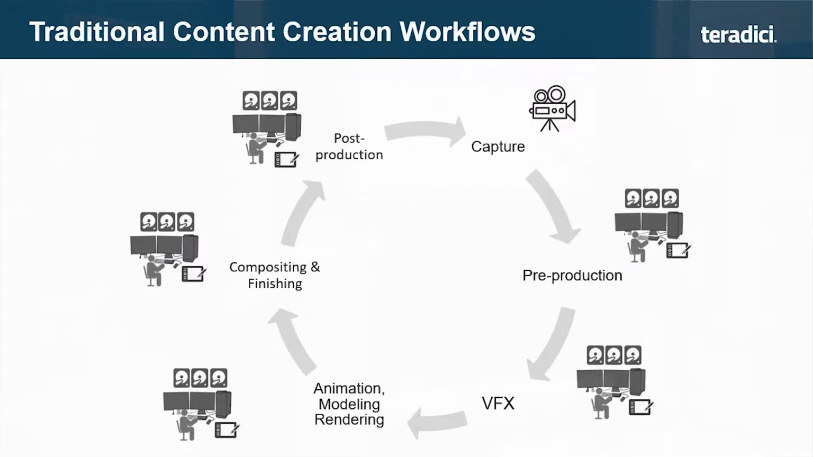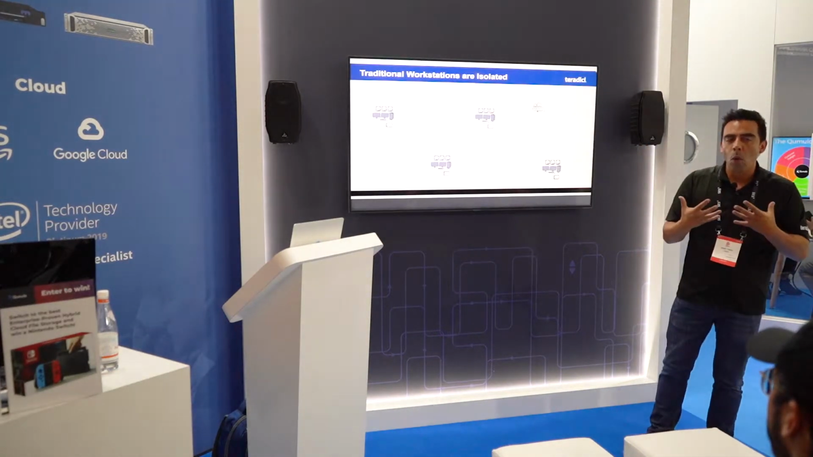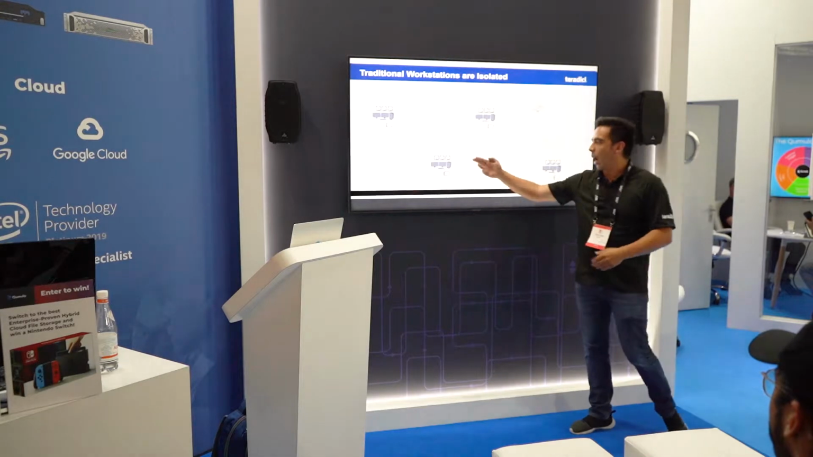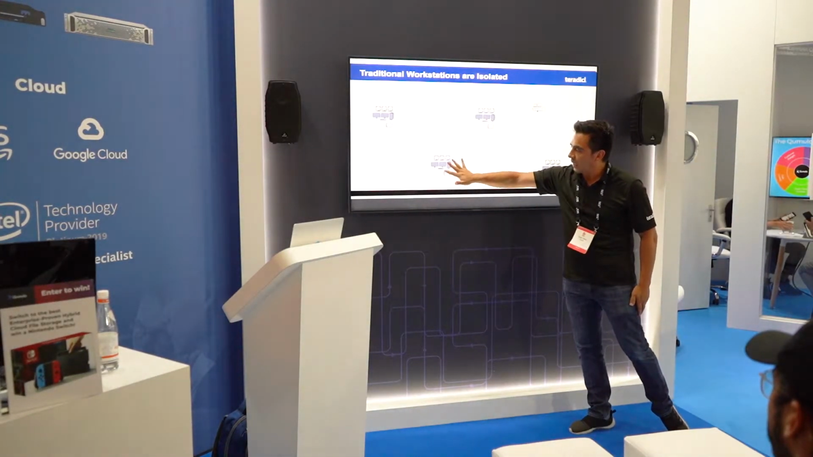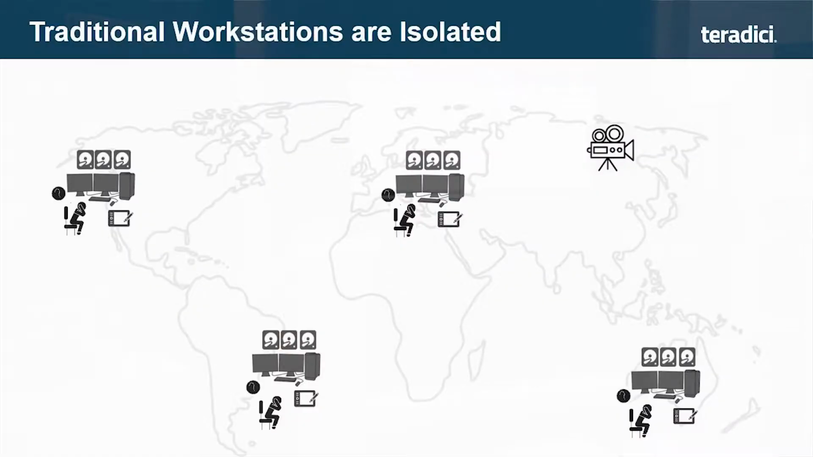Basically, all the workflow from capture, pre-production, VFX, animation, compositing, post-production happened on traditional workstations. So it was very siloed. There were no ways to share information or geographically move, for instance, from East Coast to the West Coast or to Asia Pacific. It was difficult from a geographic perspective to move data because the data was really heavy in terms of how it was created.